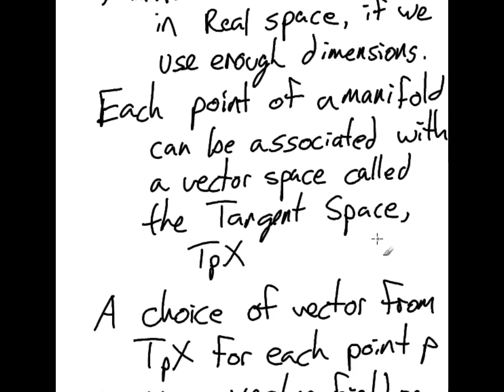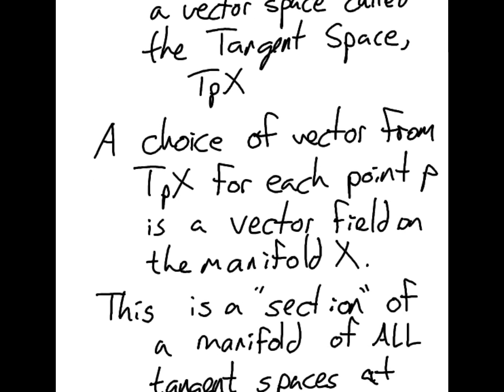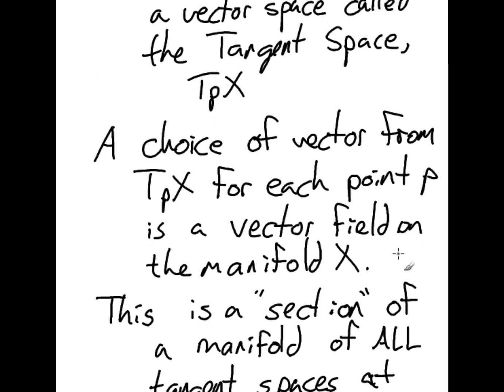But also, tangent spaces are an intrinsic part of studying manifolds. We can just describe them with their own algebraic objects. We just associate a vector space called the tangent space to each point of the manifold. That's something that we can do. And if we make one choice of a vector from each of these tangent spaces, we then define a vector field on that manifold.